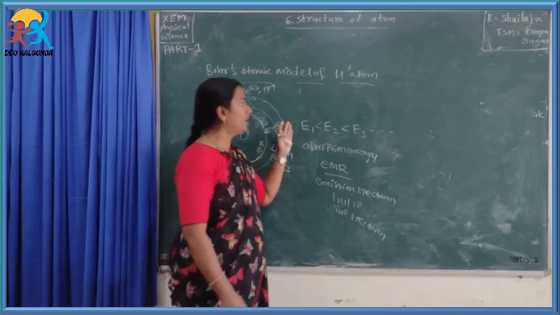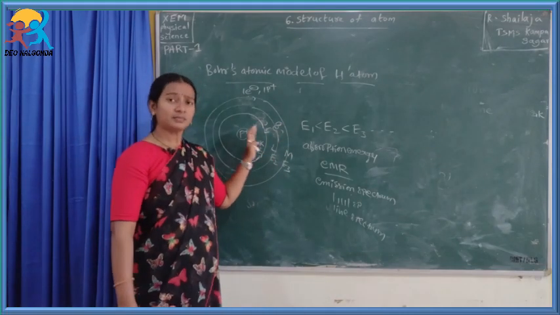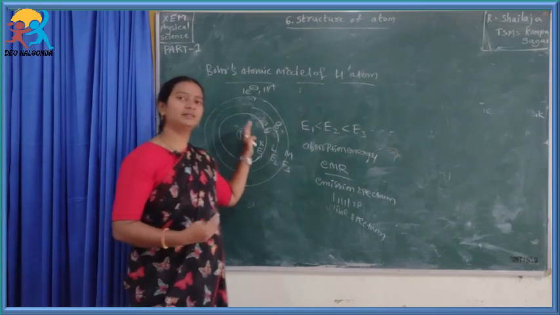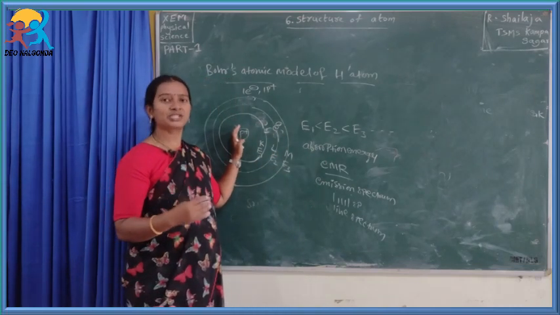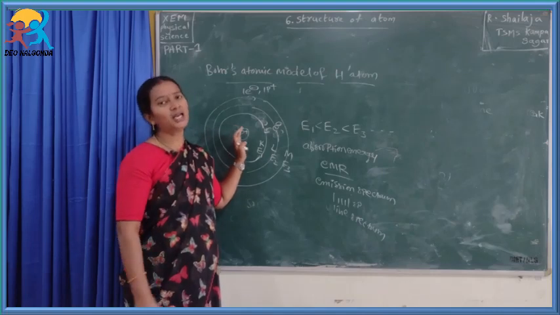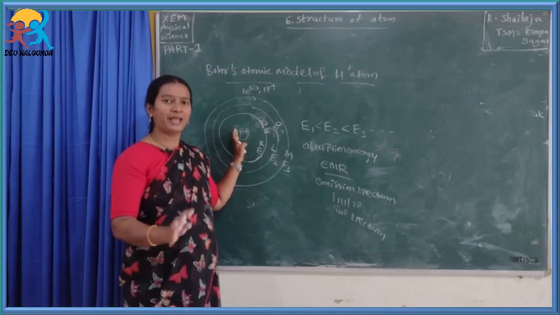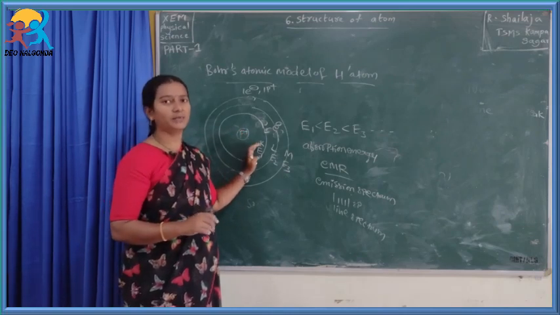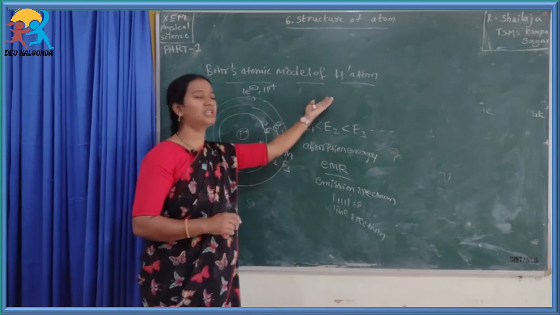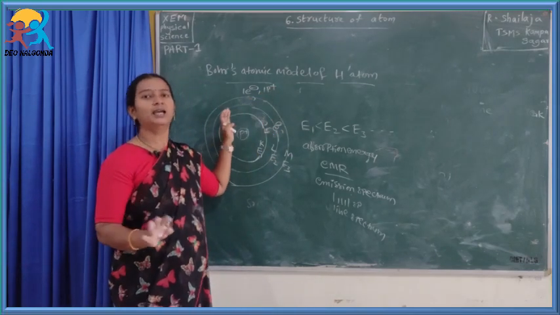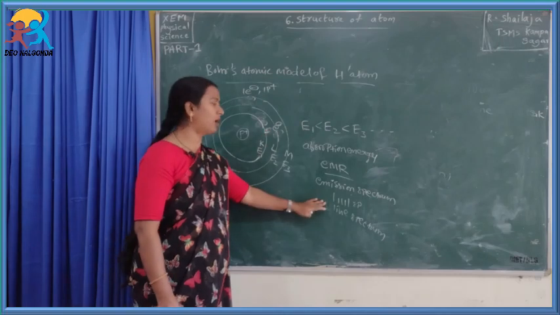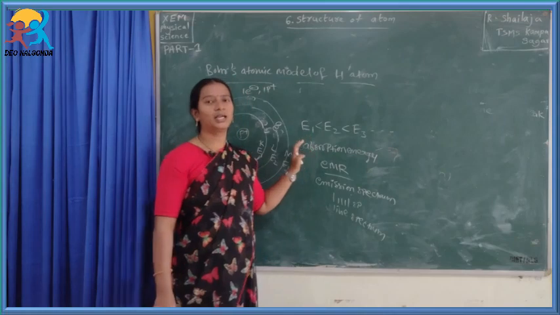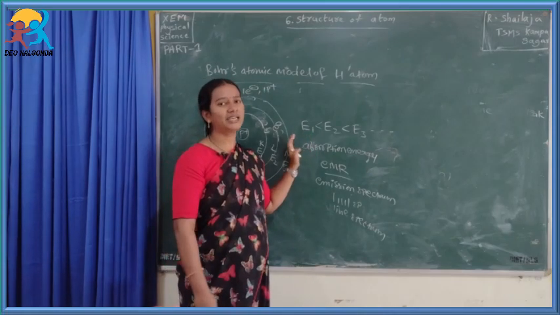So the next question is how the remaining atomic spectra are formed. Bohr could not explain the formation of spectra for atoms containing more than one electron. Bohr successfully explained only the atom which contains one electron. Here the hydrogen atom has one electron, and he easily explained the atomic spectrum of the hydrogen atom, but the spectrum of atoms containing more than one electron he could not explain.